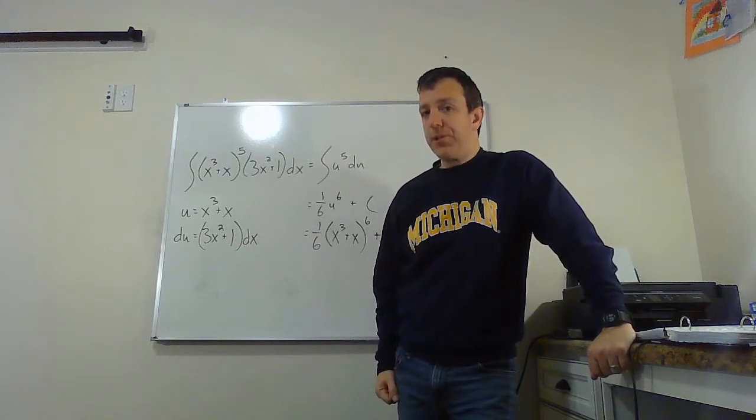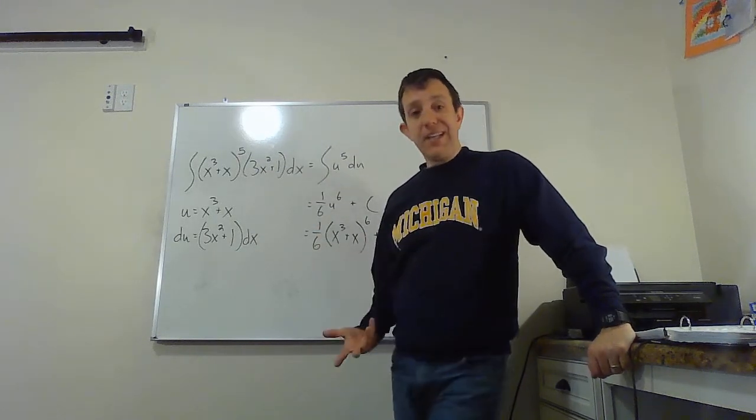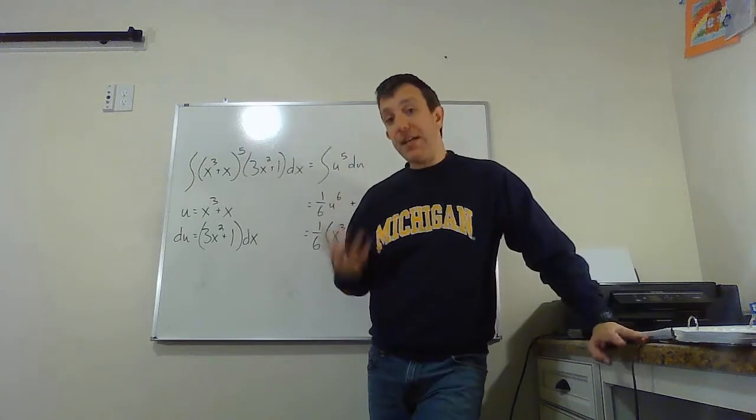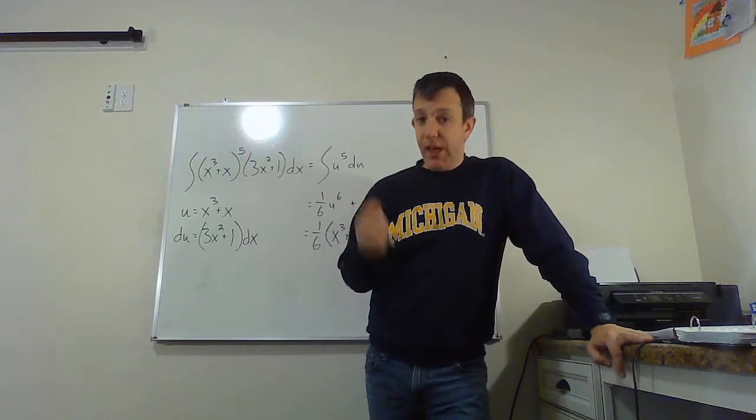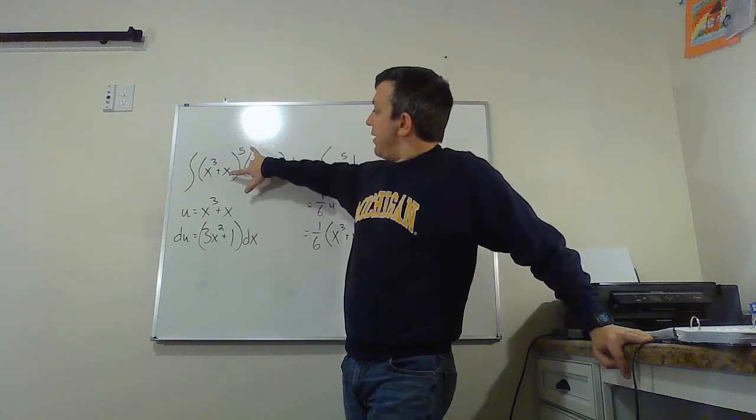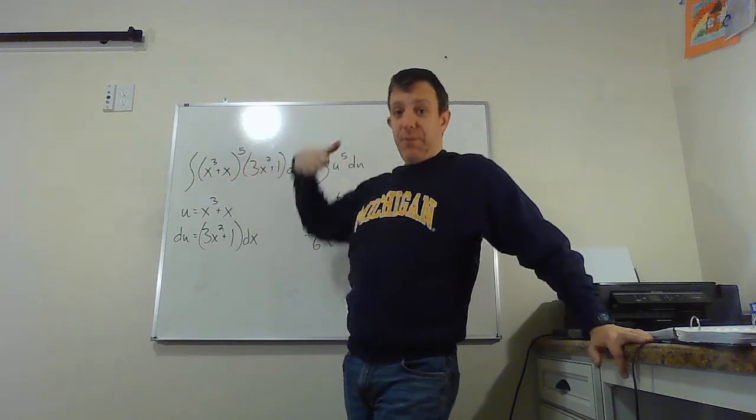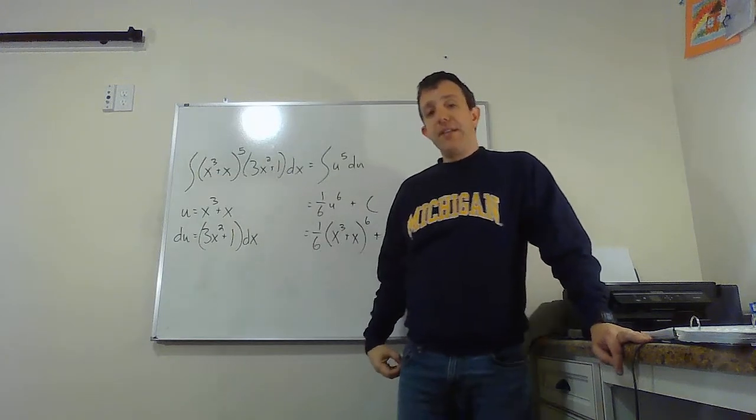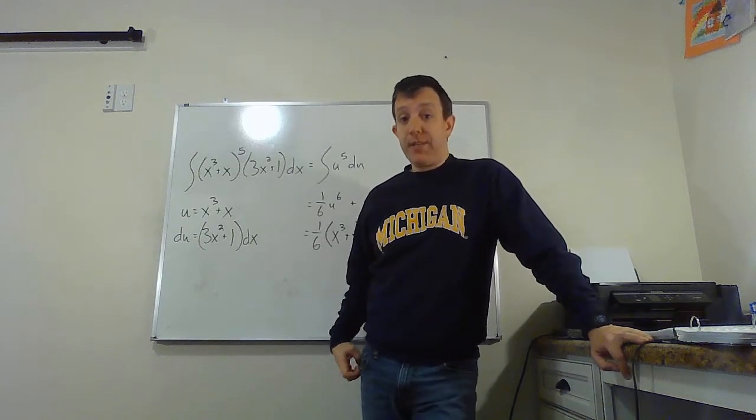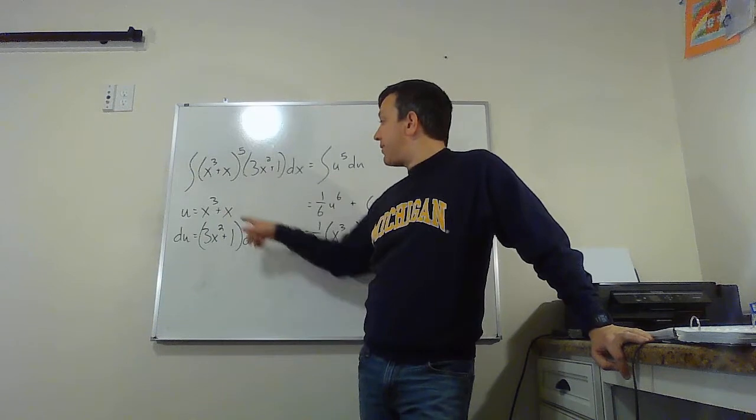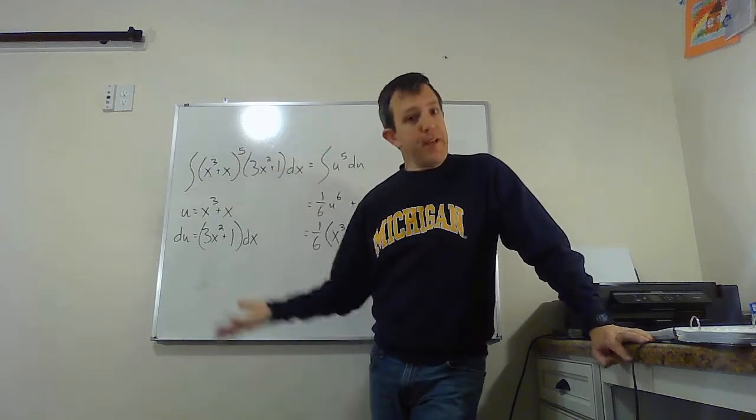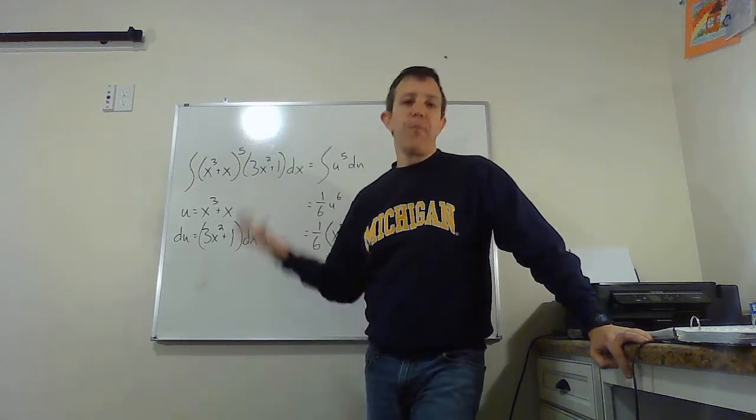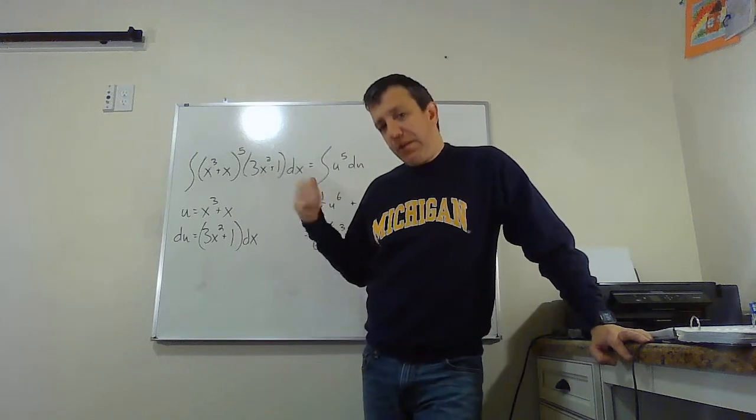The best place to go looking is at the most complicated part of the problem. So I have a polynomial raised to a power. The inside piece here, x cubed plus x, seems like a wonderful candidate to be substituted. Okay, and so I'm going to try it. If the substitution doesn't work, we'll go back to the drawing board. But it's going to work here.